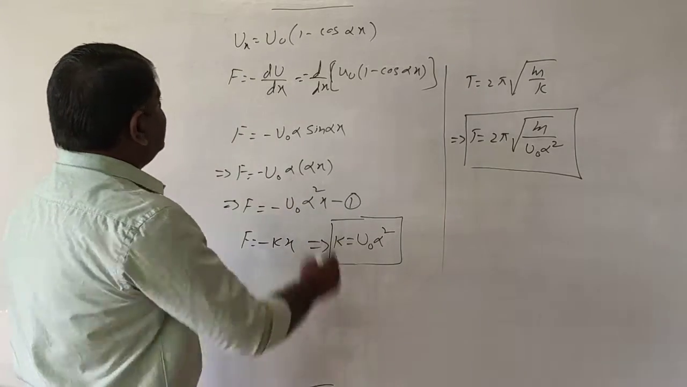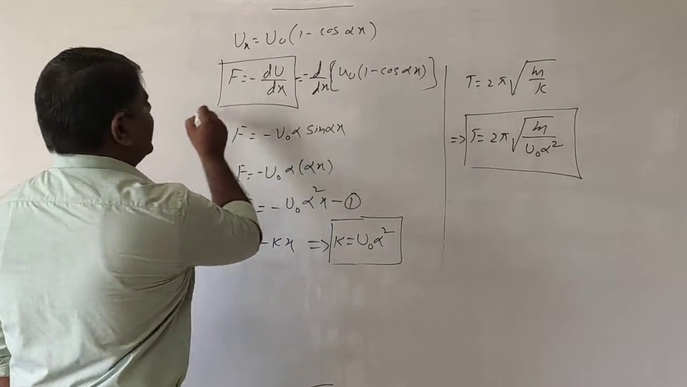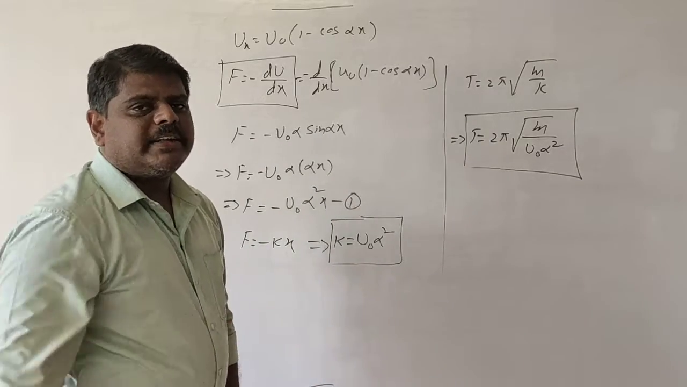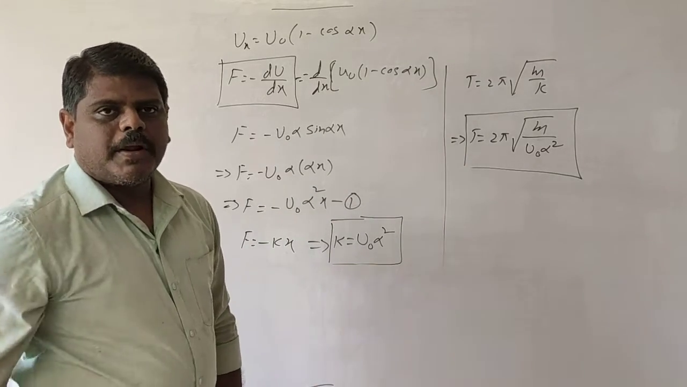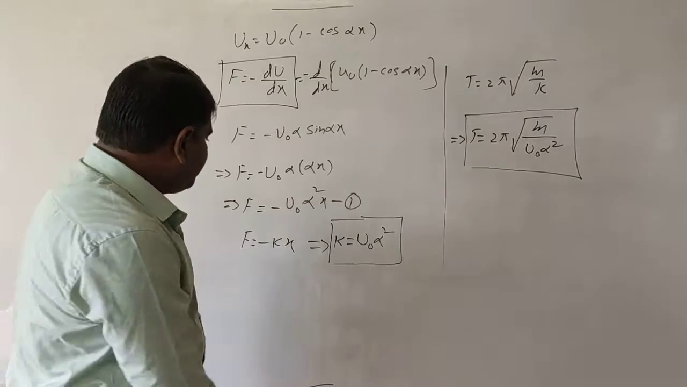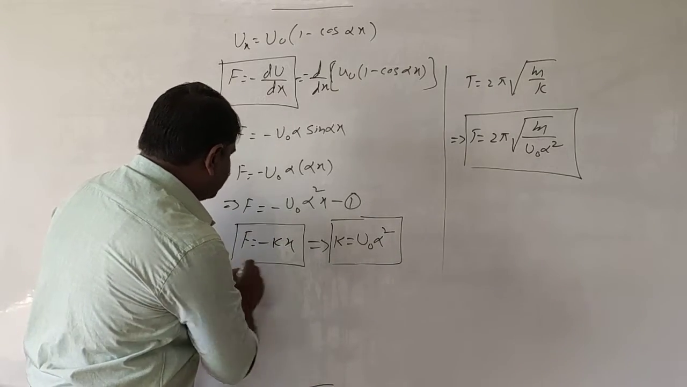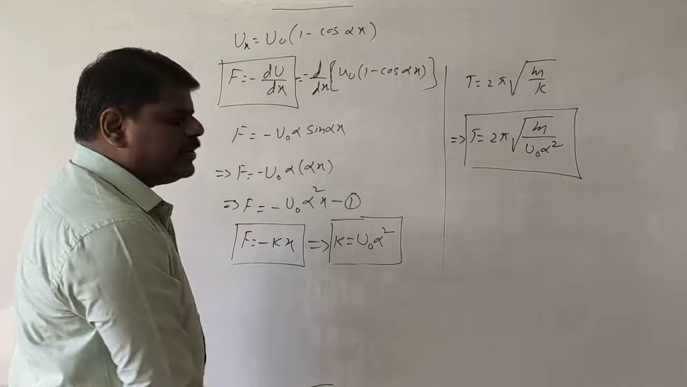And remember, this formula is very, very important. The force is equal to the negative rate of change of potential energy. In many problems, we are going to use this condition. After that, we use the spring constant or force constant formula: F is equal to minus k into x.